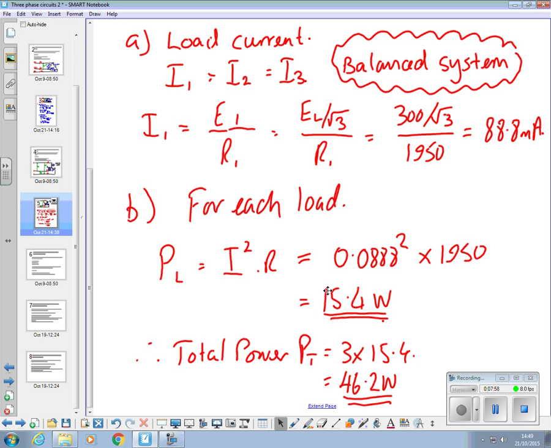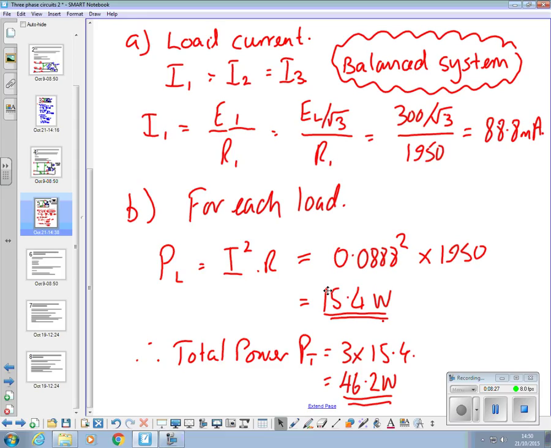How does that compare with the total wattage in delta? What was it in delta? 132. Okay, so all happy with that. They're the two basic systems which were essentially already covered anyway.